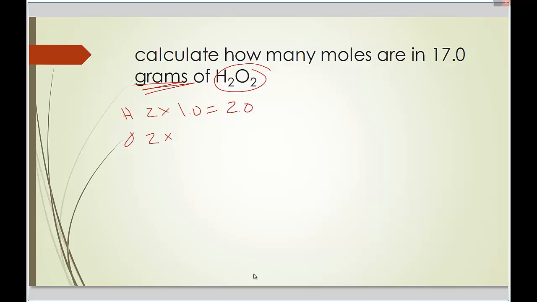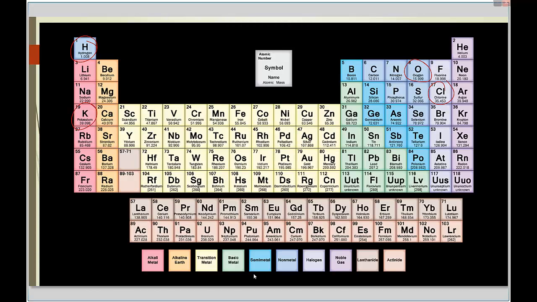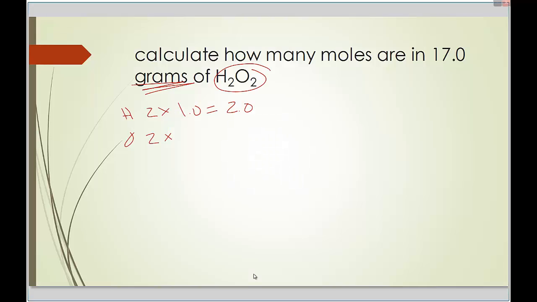Oxygen is right here, it's 16.0. 2 times 16 is 32. Add those together and it comes out to be 34.0 grams per mole. That becomes our conversion factor of 34.0 grams is equal to 1 mole.